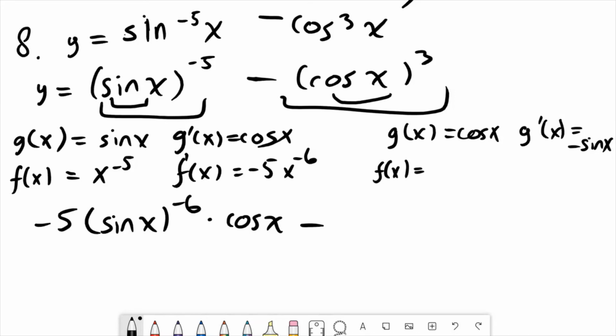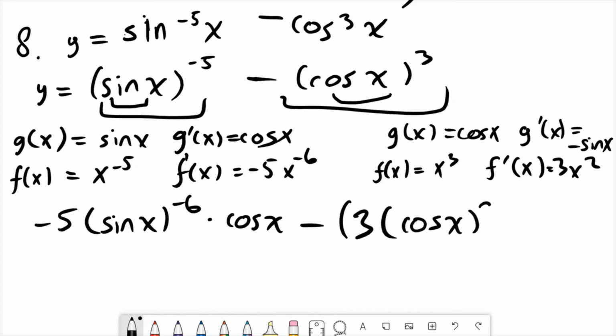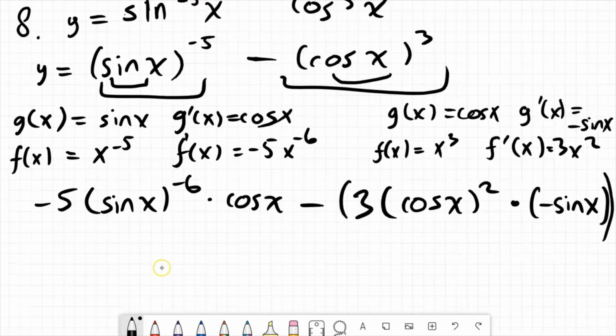F is x to the third, so that means the derivative of f is 3x squared. Now I just fill it in here. It is 3 cosine of x squared times the derivative of the inside, which is sine of x. And I'm still not going to simplify because it's too much work. So let's continue.